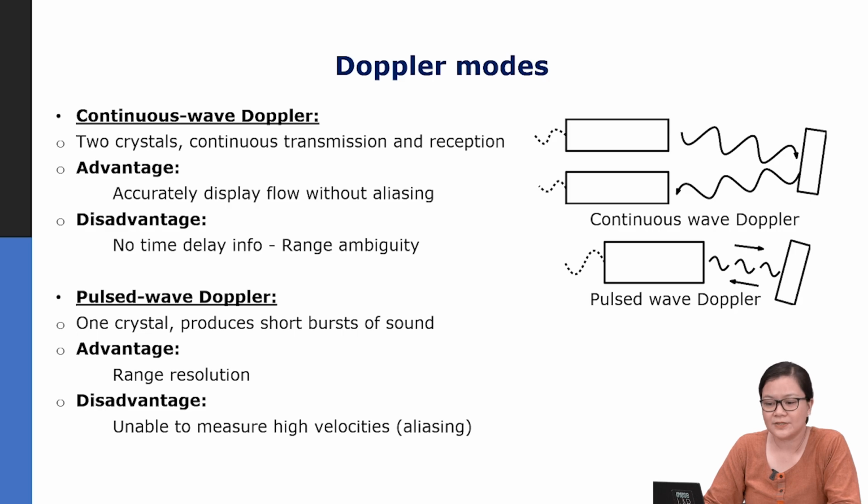So what pulse-wave Doppler does is that it has one element that sends a short ultrasound pulse and also receives the echo from that object. So the advantage is, since it's using short ultrasound pulses, there's good range resolution. A disadvantage is that it's unable to measure high velocities, and again, aliasing is a problem, which we'll discuss more in a subsequent lecture.